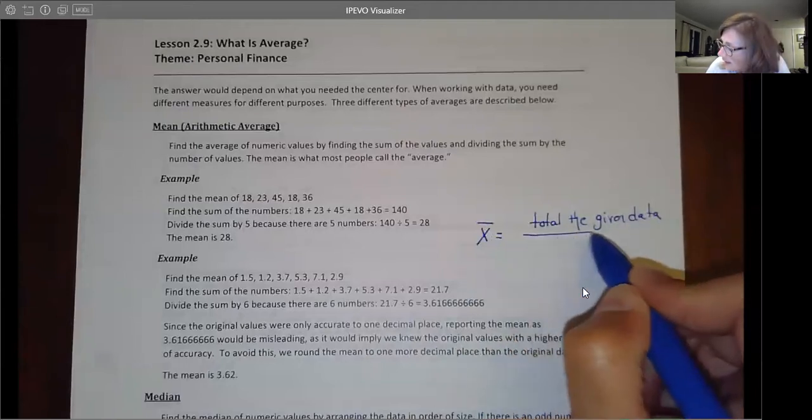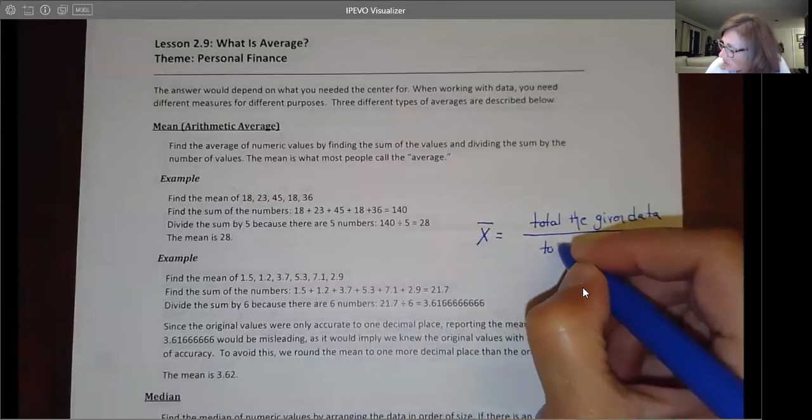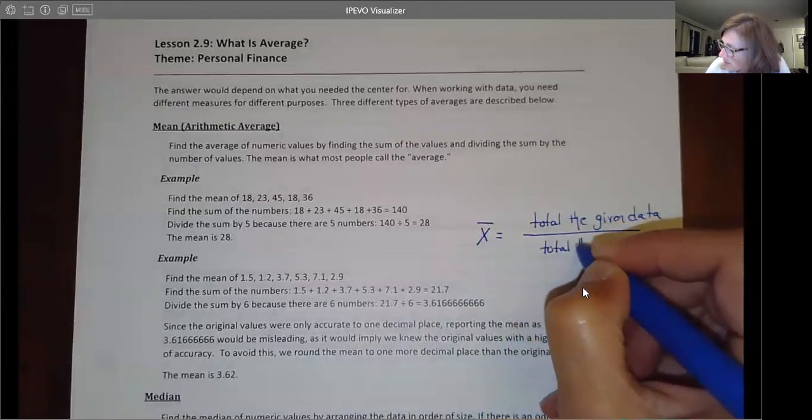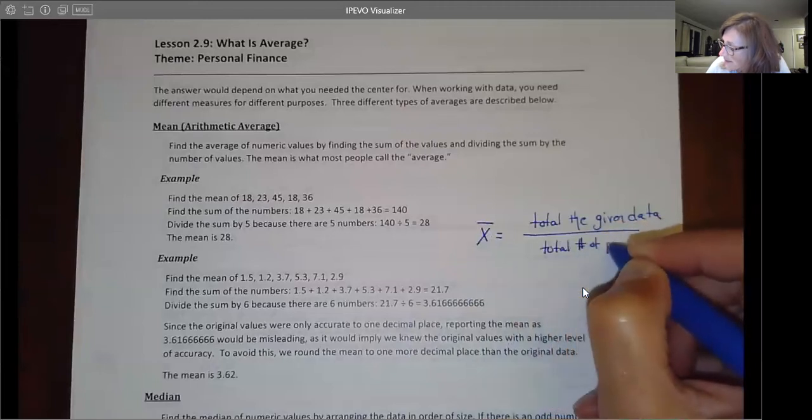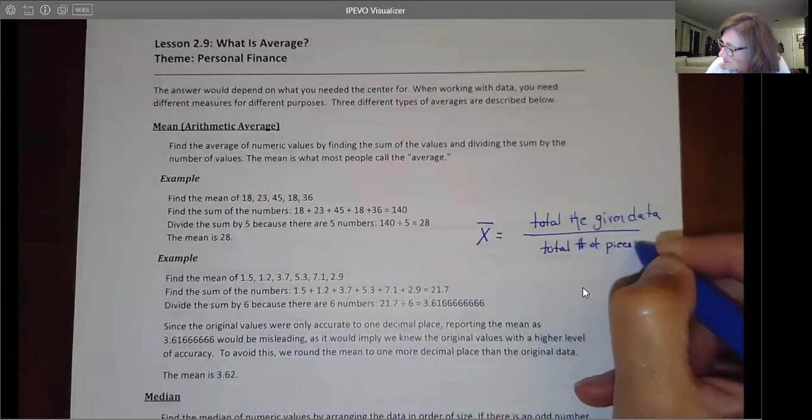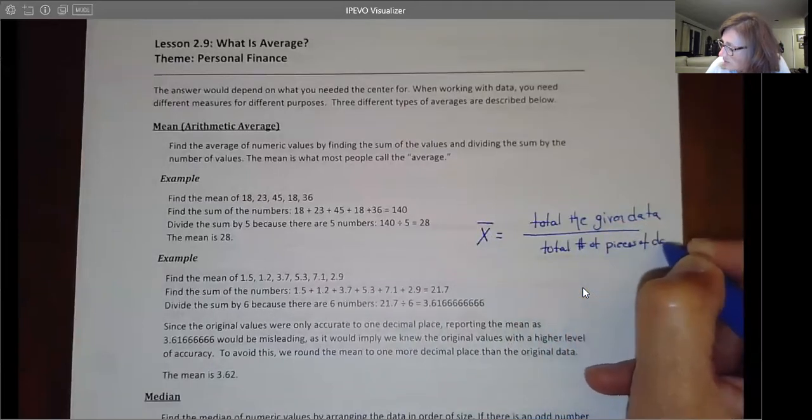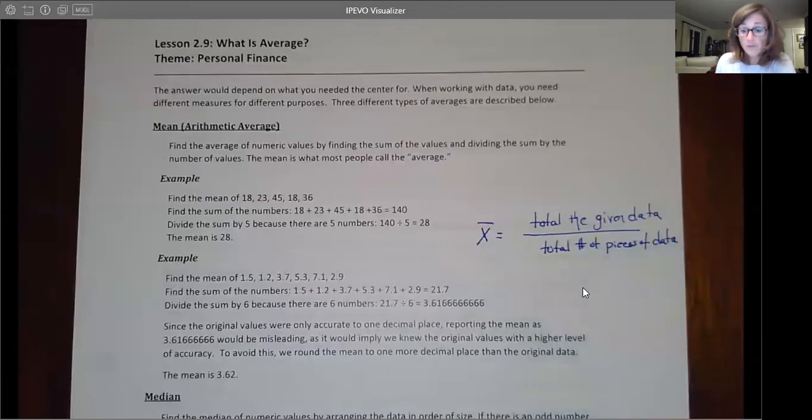And we're going to divide by the total number of pieces of data. So that's how you find the mean or the average, okay?